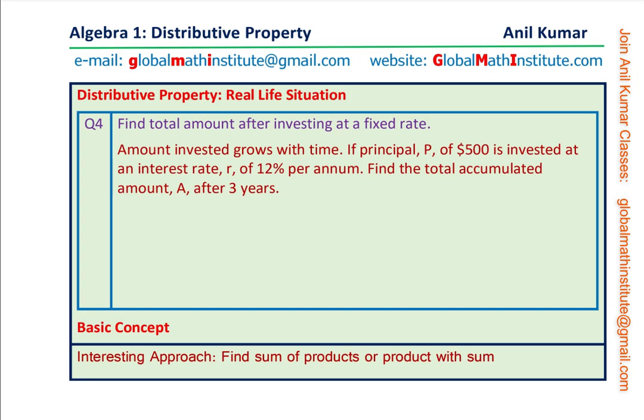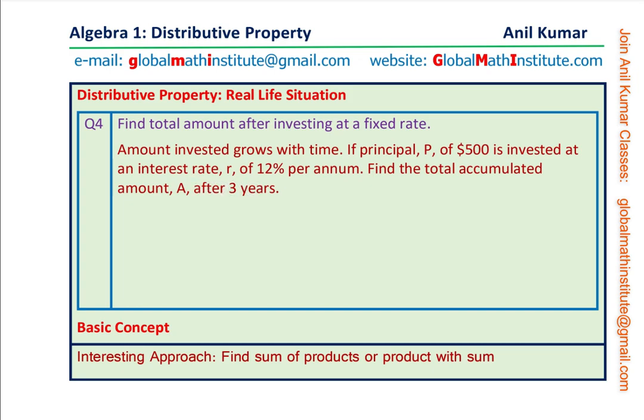So here is a problem related to investment. We'll find the total amount after investing at a fixed rate. Amount invested grows with time, and that's why we say save and invest. If principal P of $500 is invested at an interest rate R of 12% per annum, meaning per year, find the total accumulated amount A after 3 years.